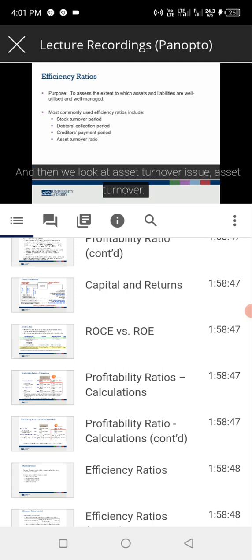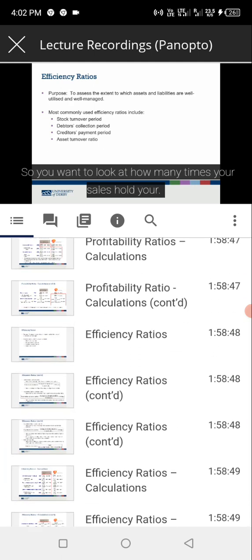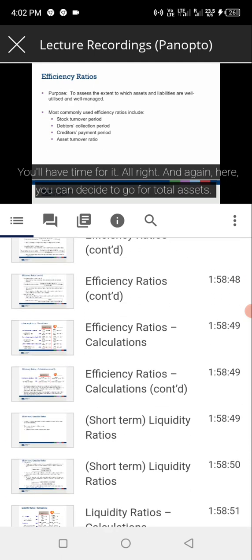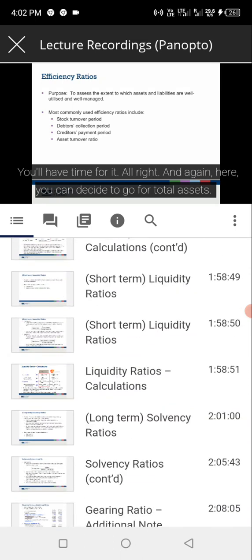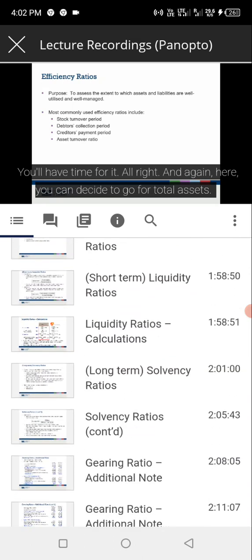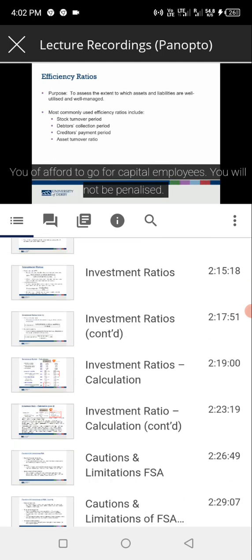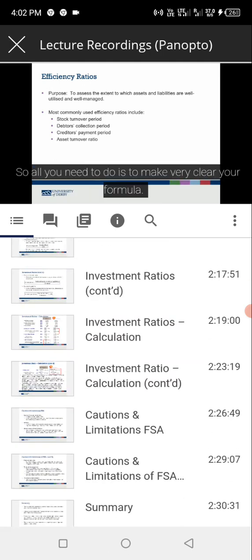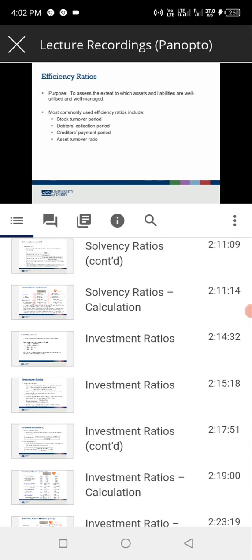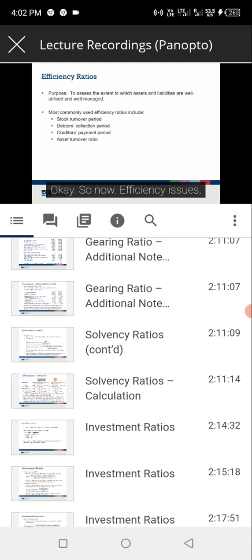And then we look at the asset turnover ratio. Asset turnover is simply looking at how many times the company is able to use its assets to generate sales. So you want to look at how many times your sales cover your capital employed. And again here, you can decide to go for total assets or capital employed. You will not be penalized. All you need to do is to make your formula very clear.